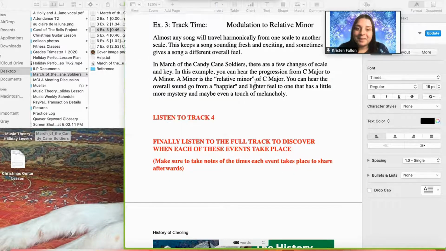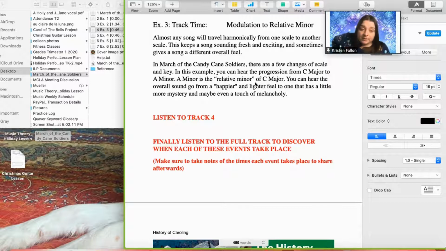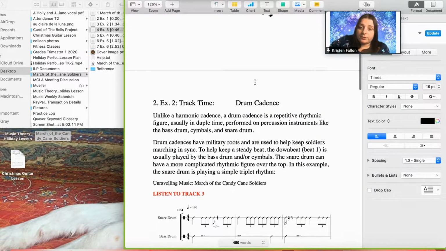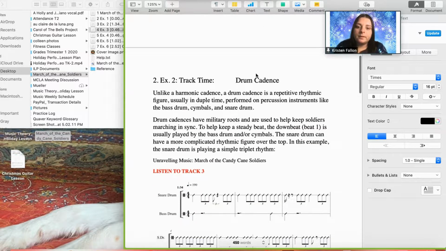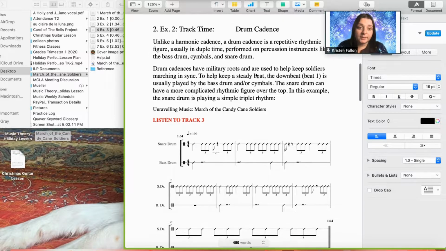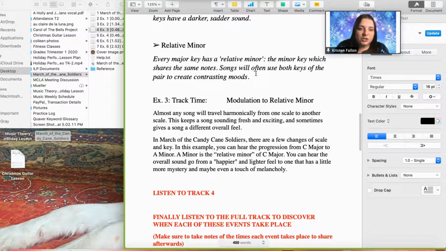Okay. So that is the third event. Just to review, the three events are the arpeggio coming down in the harp, the drum cadence, bum, ba-dum, ba-dum, bum, bum, bum. That sound, we're listening for that. And finally, that change from major into minor, that transition.